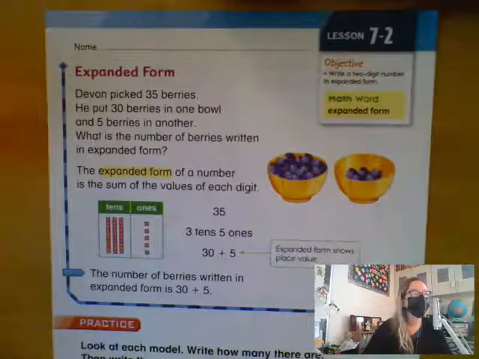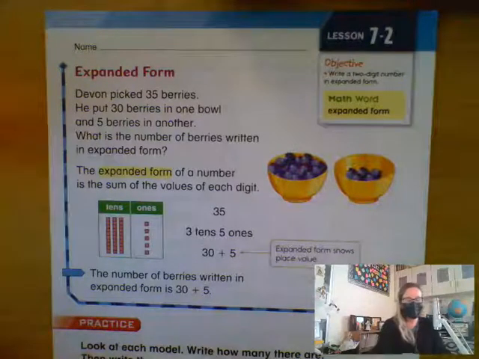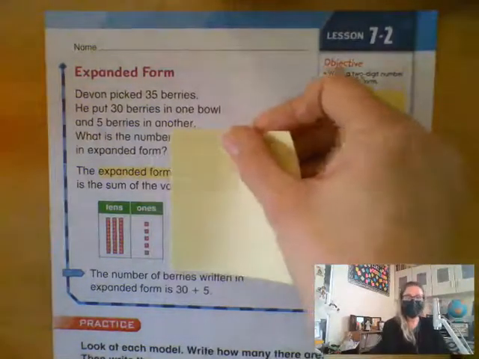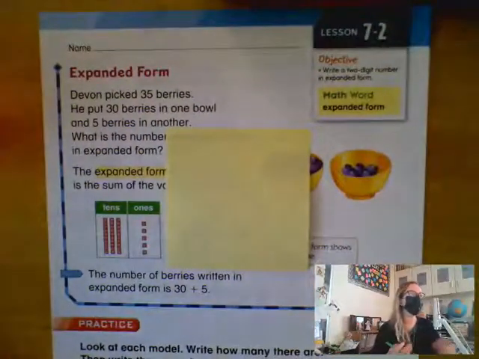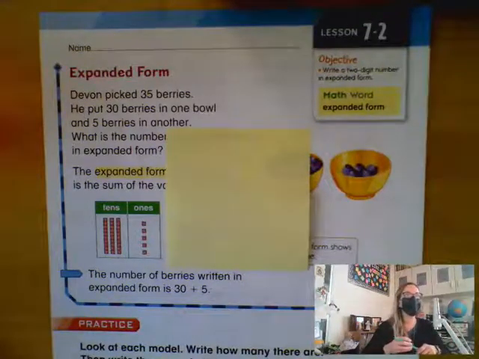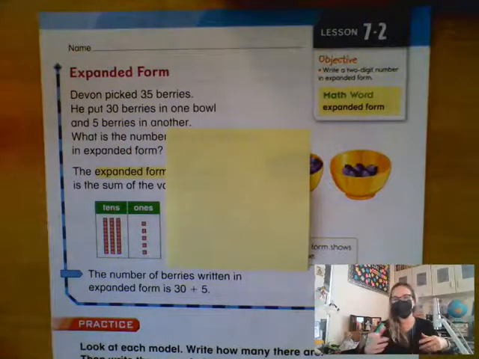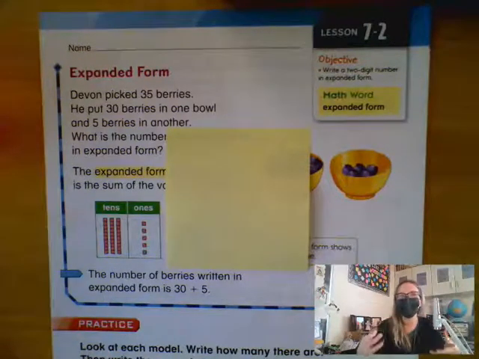Today we will begin talking about expanded form. It sounds scary, but I assure you it's not. To do a quick review of what we started talking about yesterday, we've been dealing with tens and ones since before Christmas break. We know how to say 25 has 2 tens and 5 ones. We know how to say 54 has 5 tens and 4 ones.